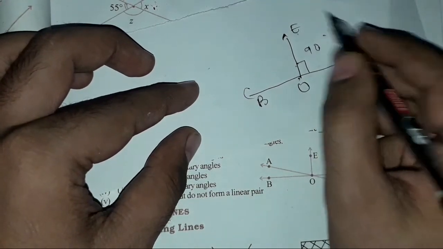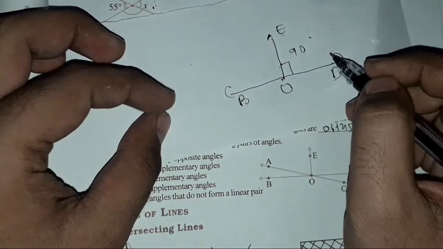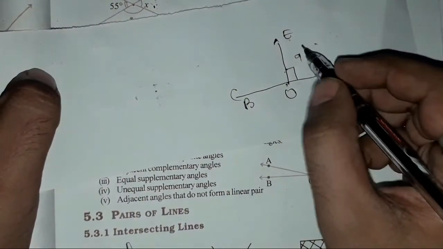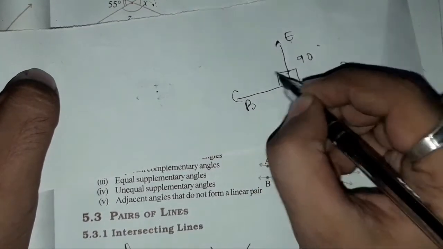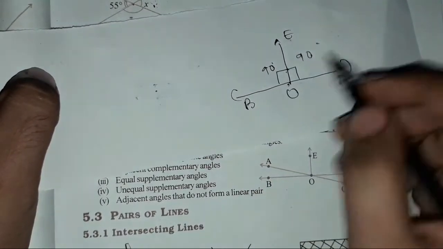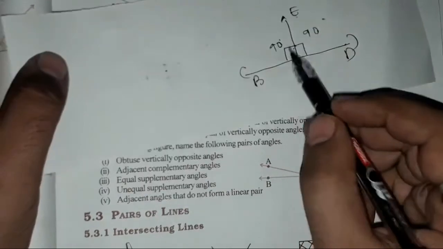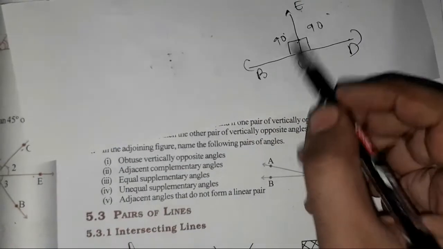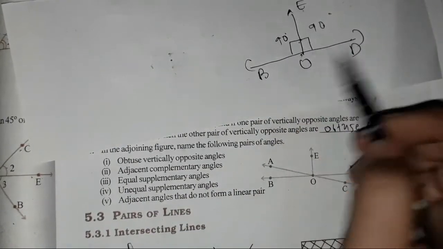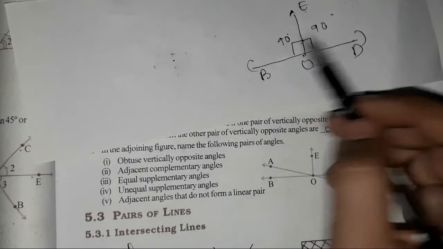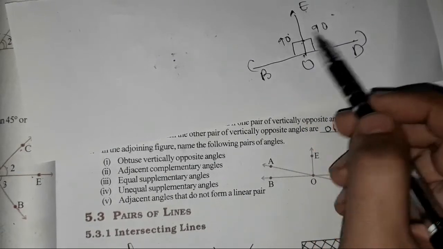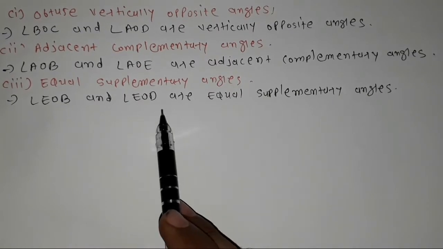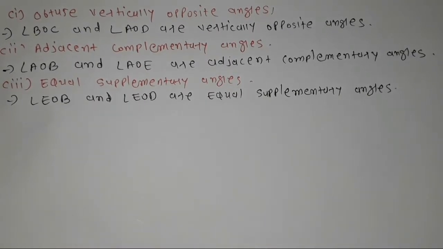So the sum of all angles on a linear pair is equal to 180 degrees. Here the measurement of one angle is 90 degrees, so I will subtract 90 from 180, then I will get 90 degrees. So this angle will also be equal to 90 degrees. Both the angles are 90 degrees and both are supplementary. So here we may write that angle EOB and angle EOD are equal supplementary angles. The measurement of both angles is 90 degrees.